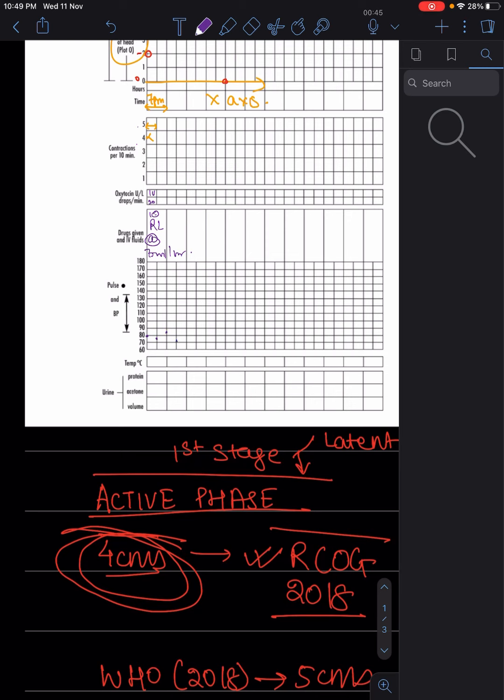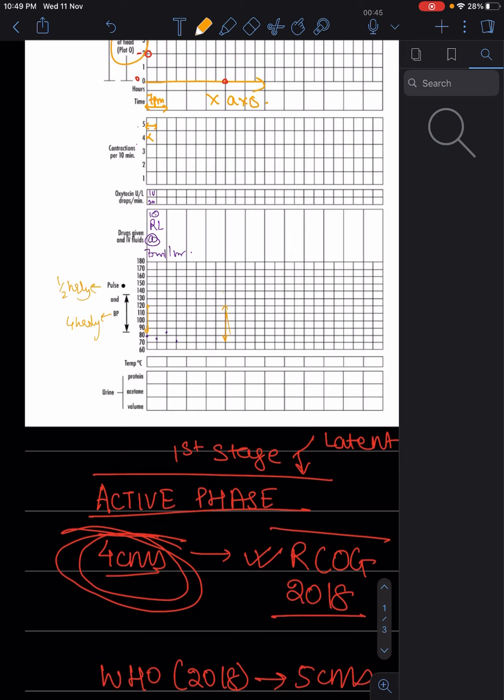So this is how you'll be plotting, while the BP is to be taken every 4 hourly, so that you have to remember. So supposing it is 120 to 85, that represents 1 hour. Then after 4 hours you will take her next BP. So supposing it is 110 to 70, so this is her next BP, right? So you will take BP every 4 hourly, and you will be taking pulse every half hourly.